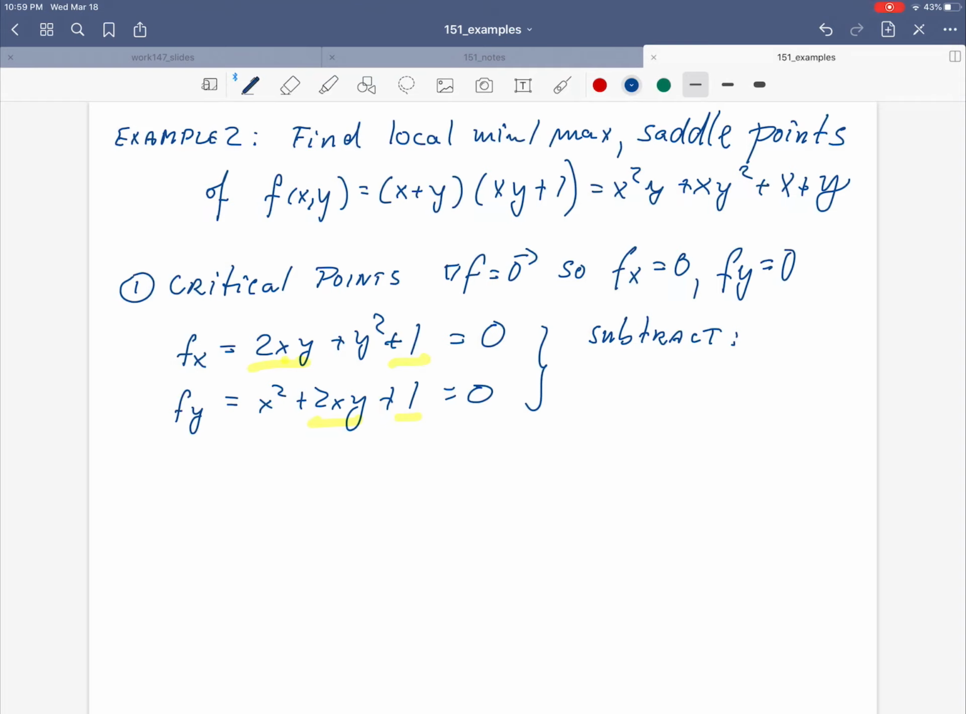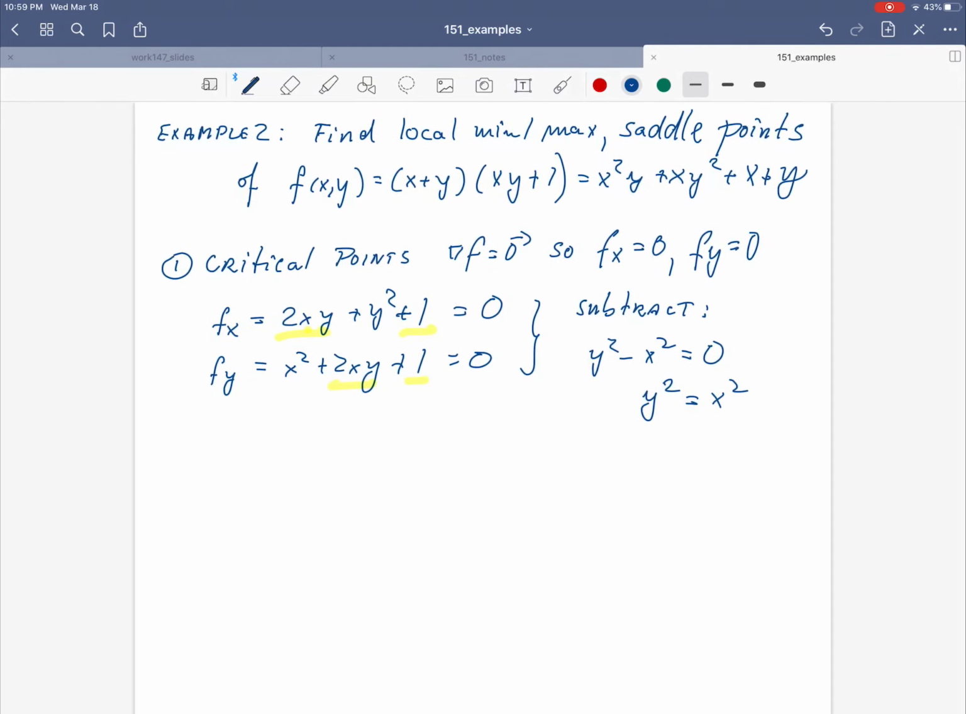Doing that, we get y squared minus x squared. That's the simplified version of the difference of the left hand side, equal to 0. In other words, y squared equals x squared. So not completely ready for substitution, but definitely a big step forward, because if x squared is y squared, there are only two cases, two possibilities to consider: x equal to y as a substitution, or x equal to minus y. So let us look at the two cases.